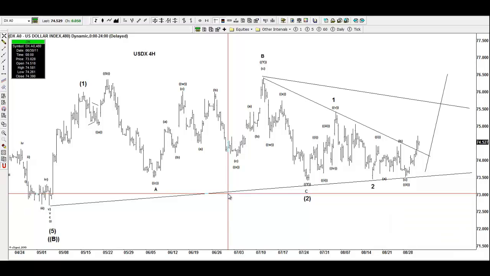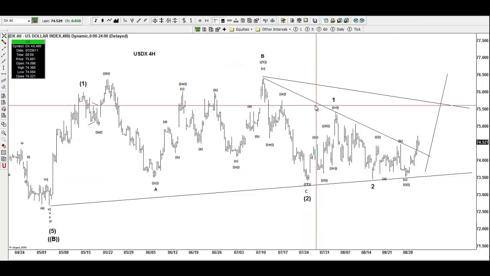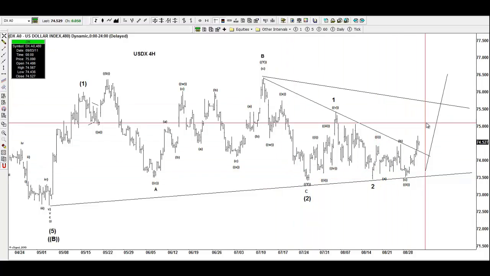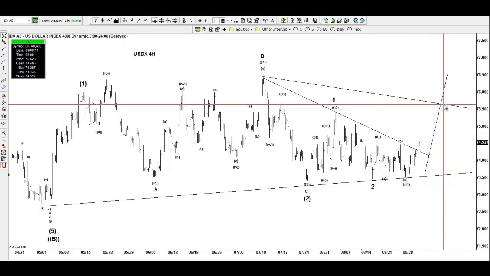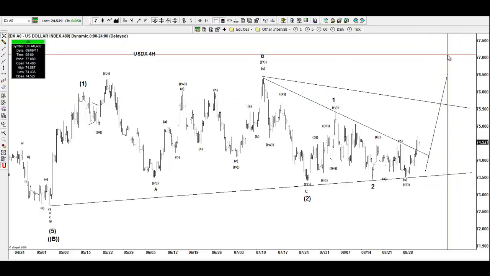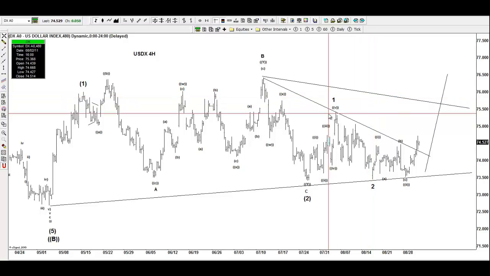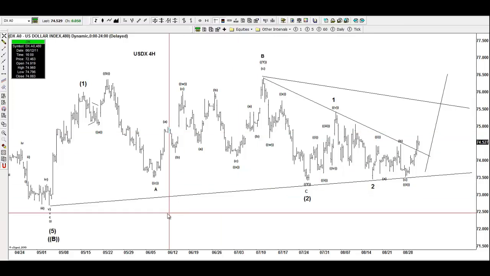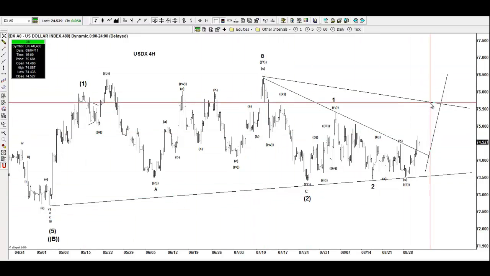In the US dollar video this morning, we can see four scenarios. The first scenario is ABC, a triangle wave B, and then we're going higher in the C wave flat to either the 75-50 area or the 77 area. The second scenario is a biggest daily triangle where we got A, B, and we're going higher in C to the same area.